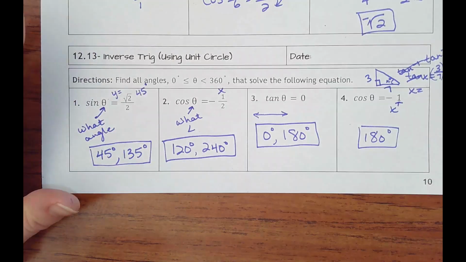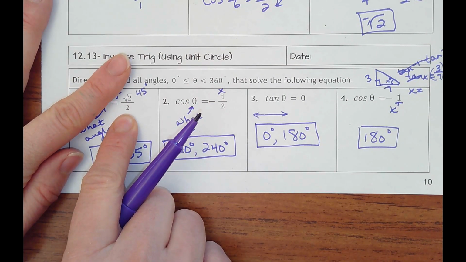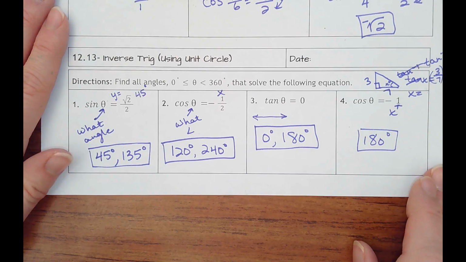The whole point of inverse trig is you're now given a side length of your triangle, or if it's tangent, you're given a slope. You're trying to figure out what angle or angles that happens at.